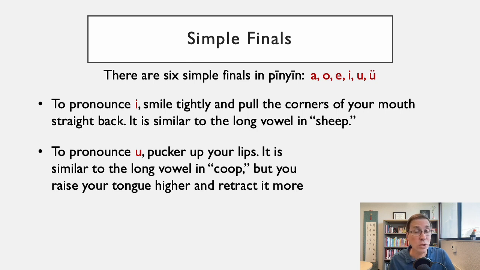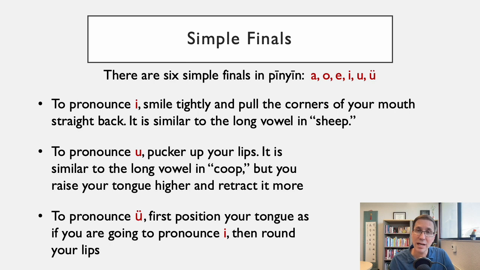好的，跟我说 yu. And to pronounce U with the umlaut, that is those 2 dots on top, first position your tongue as if you're going to pronounce the E, the I, right? So 跟我说 E. You feel where your tongue is there? And now round your lips. Yu. That's how you pronounce the U with the umlaut.